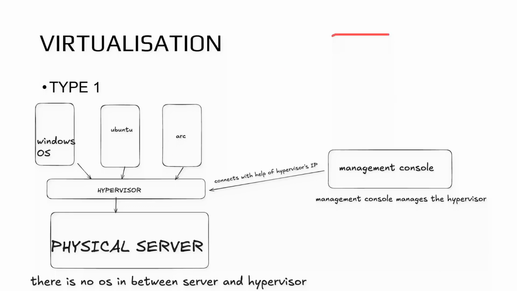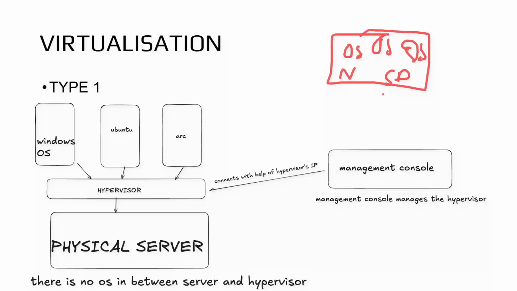Suppose you have a machine, have an OS on something, or a network, or a storage device, or an OS. So you create a virtual version of this. That process is called virtualization.